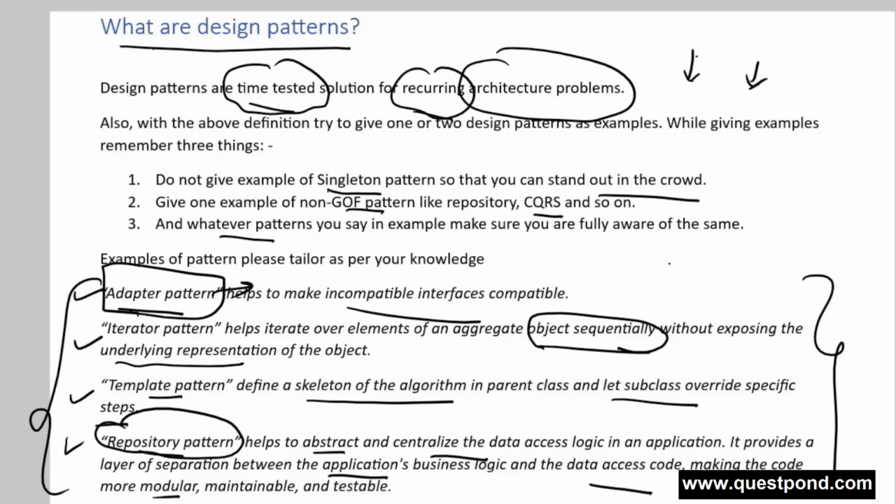Design patterns are time tested solutions for recurring architecture problems, and some of the examples are, for example, if you have incompatible interfaces, then adapter pattern comes to help. For example, you want to loop through a collection without knowing what is the type of collection internally, iterator pattern. If you want to abstract and centralize the data access logic at one place, repository pattern.